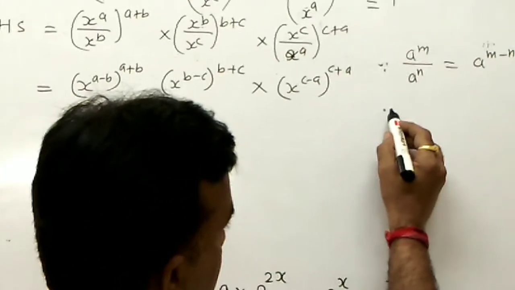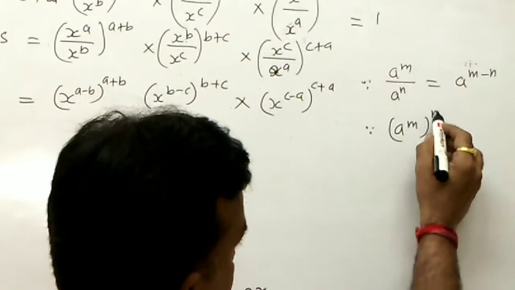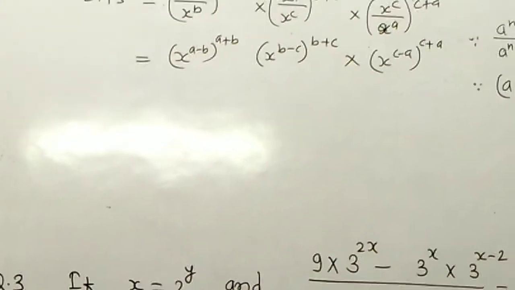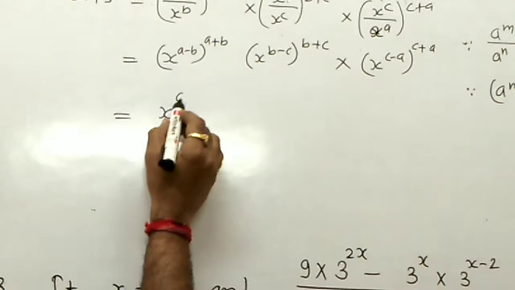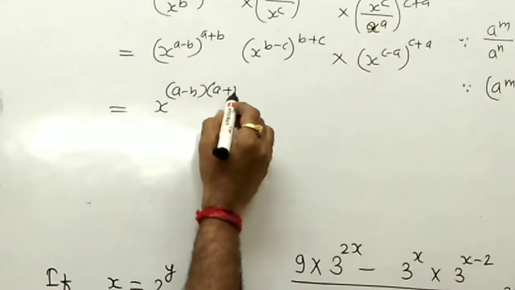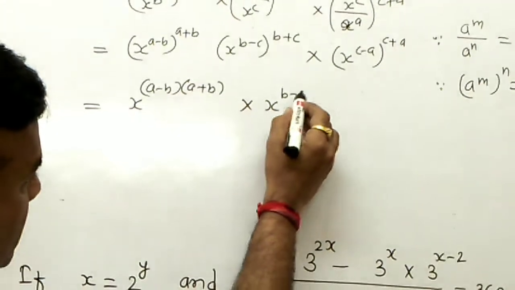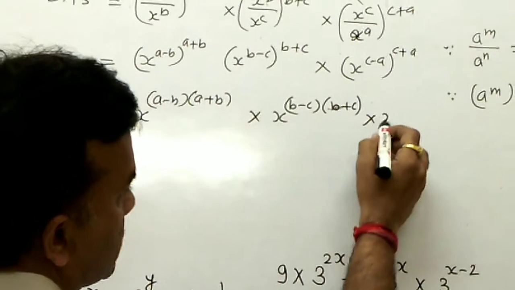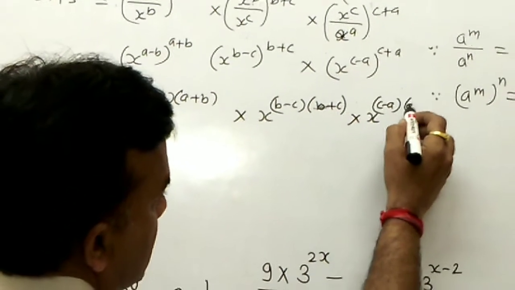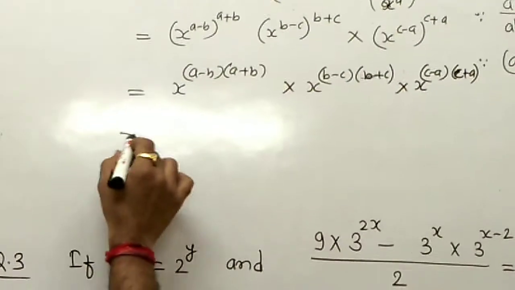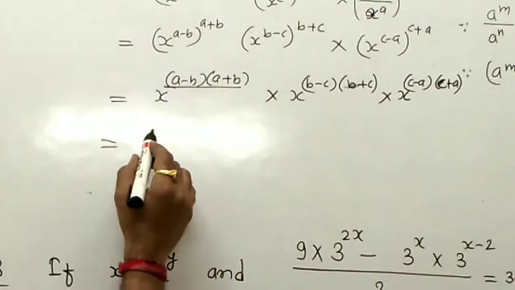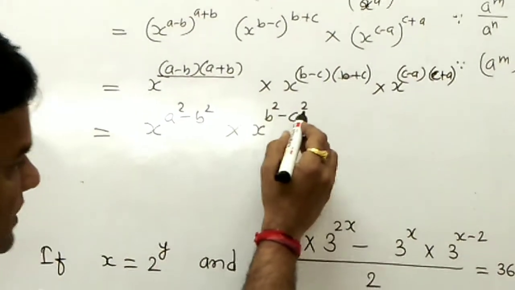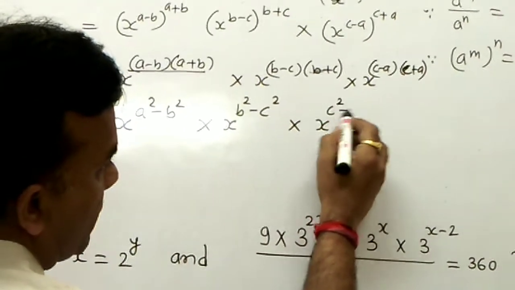Now we use the second rule: a to the power m to the power n is a to the power m into n, because when power to power is given, the powers are multiplied. So you write down here x to the power (a minus b) into (a plus b). Similarly x to the power (b minus c) into (b plus c), and similarly x to the power (c minus a) and (c plus a). So now from the identity (a minus b)(a plus b), we get x to the power a square minus b square, x to the power b square minus c square, and x to the power c square minus a square.